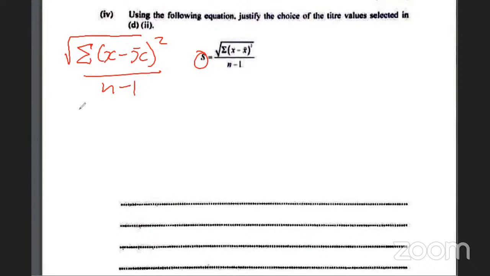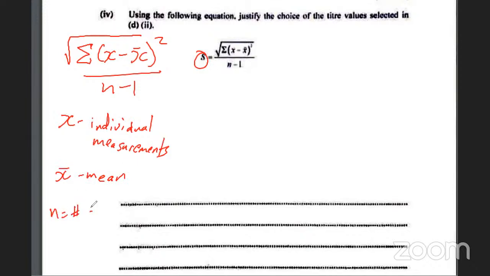All right, x are the individual measurements. X bar is the mean, and n would be the number of measurements. I'm going to put trials, right? So the mean was 25.30.